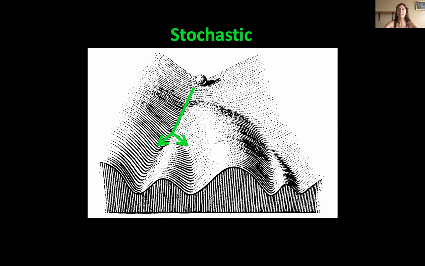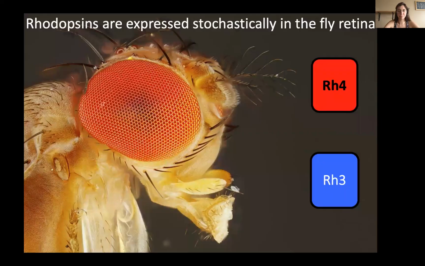However, another mechanism to determine cell fate is through stochastic mechanisms. And so although these cells may receive cues from signaling and lineage, some cells may reach a point in which they randomly differentiate into a terminal cell fate. We use the fly retina as a system to study stochastic fate choice.